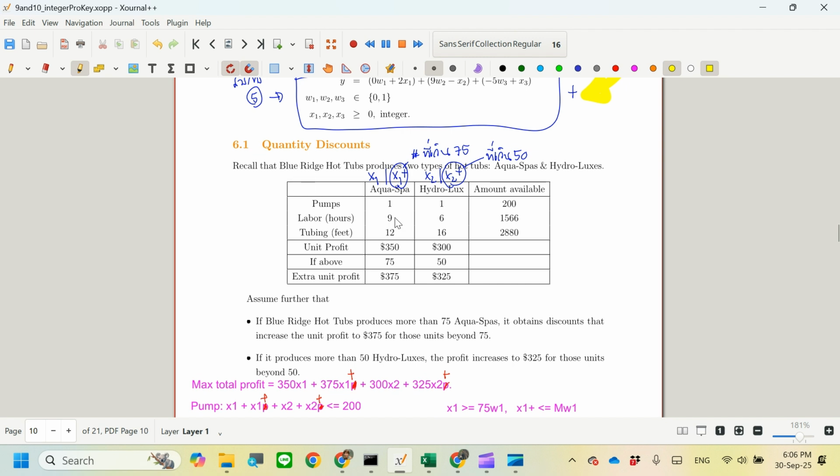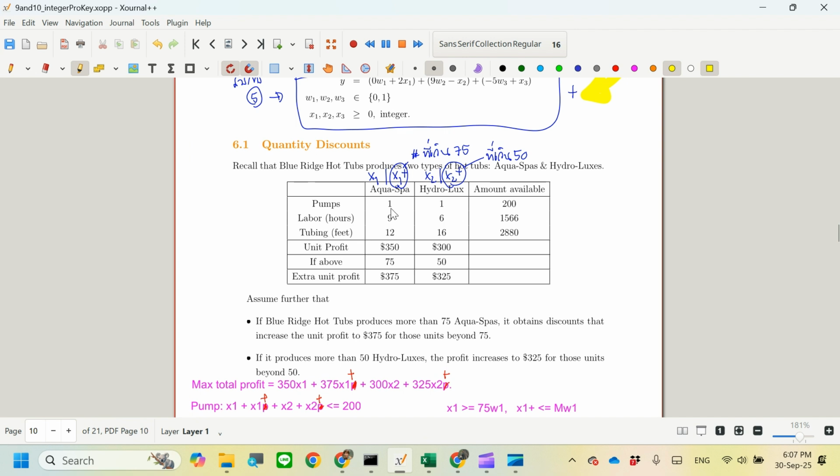This is actually the problem that I think in this class we didn't do, but it appears earlier. But now we're going to add more details to it. So the company produces two types of bathtubs, Aqua Spa and Hydrolux. And these two products use common parts like pumps, and they also consume labor hours and the resource of tubing.